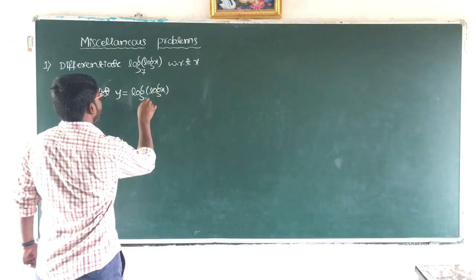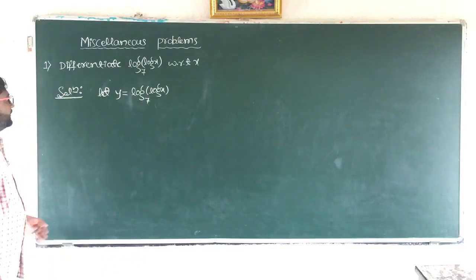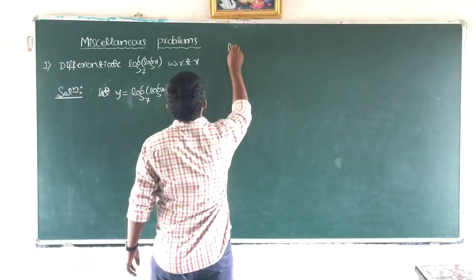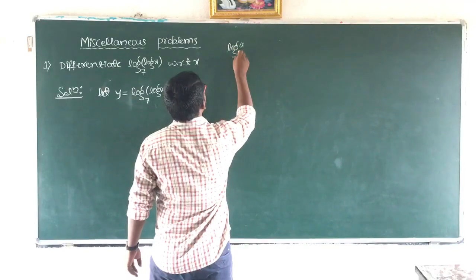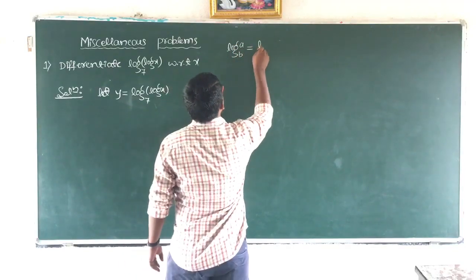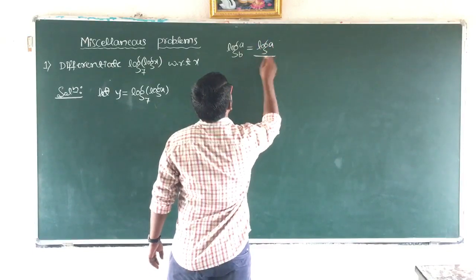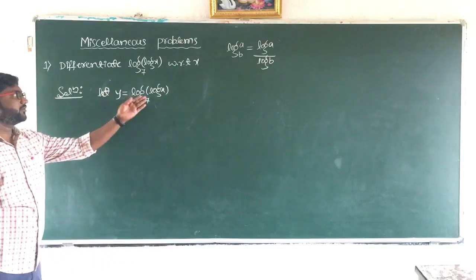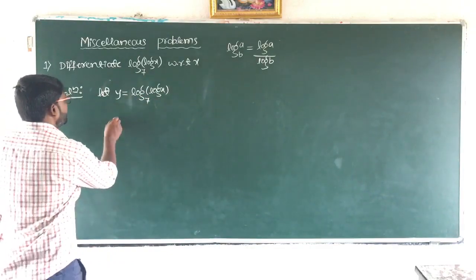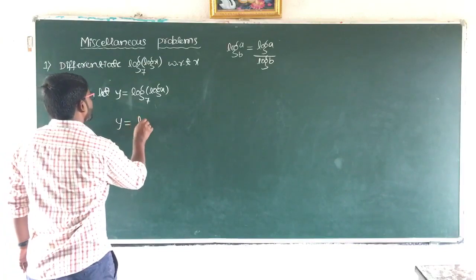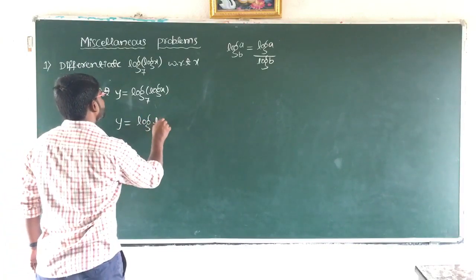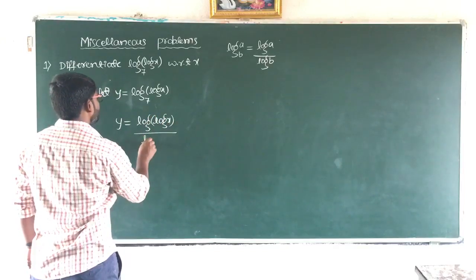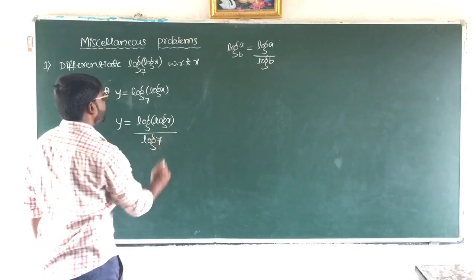to the base 7. So now in the logarithmic differentiation I had given one property, the change of base rule: log a to the base b can be written as log a divided by log b. So now we have to apply the change of base rule here. So y is equal to log of log x divided by log 7.